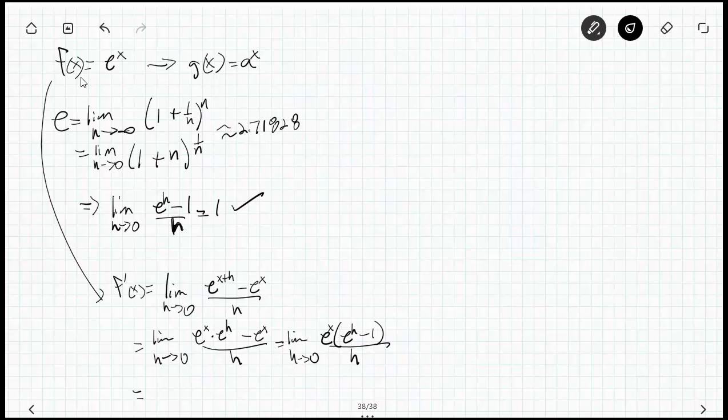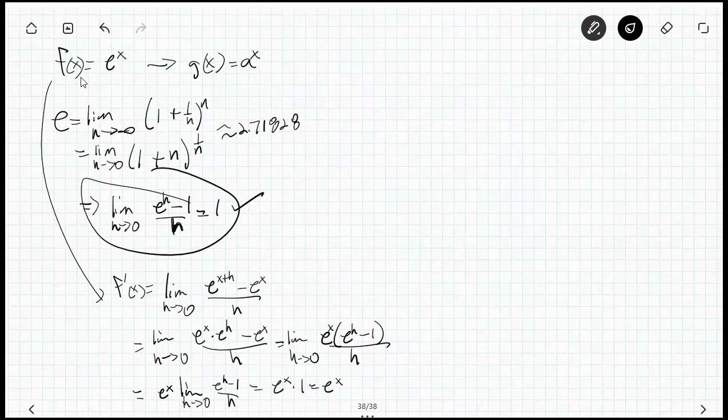So I could actually write this as e to the x times the limit as h goes to 0, that's supposed to be an h, not an m, of e to the h minus 1 all over h. And voila! Guess what we get to use? This is e to the x times 1, which is e to the x. So the derivative of e to the x is indeed itself.